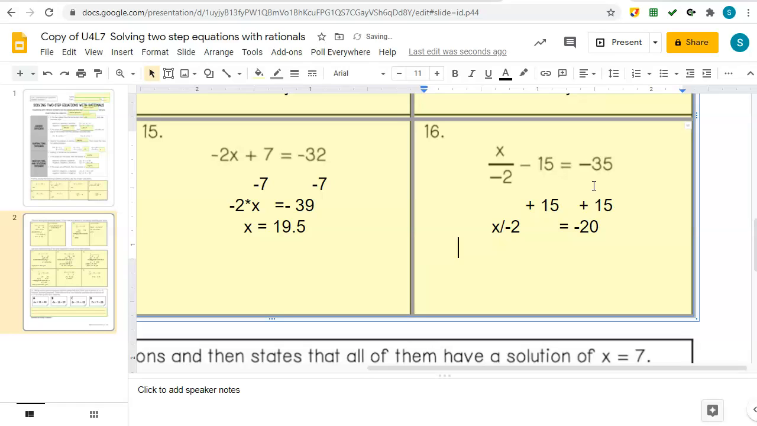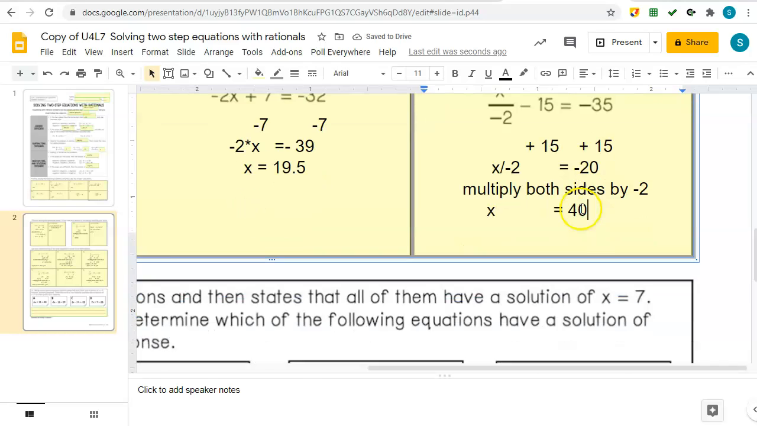How do we get rid of a divide by negative 2? We multiply both sides by negative 2. And there we're going to get x equals 40, because a negative times a negative is a positive.